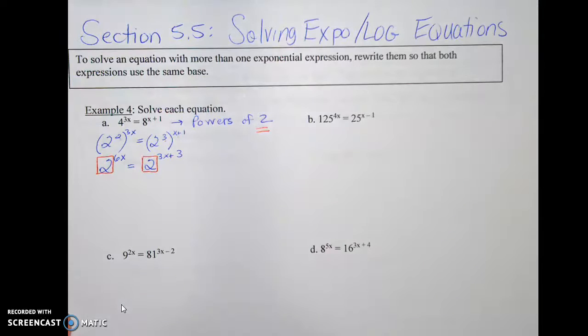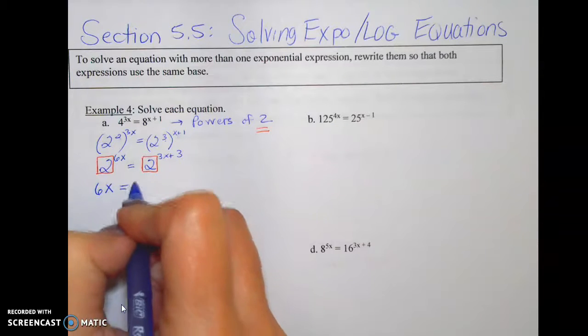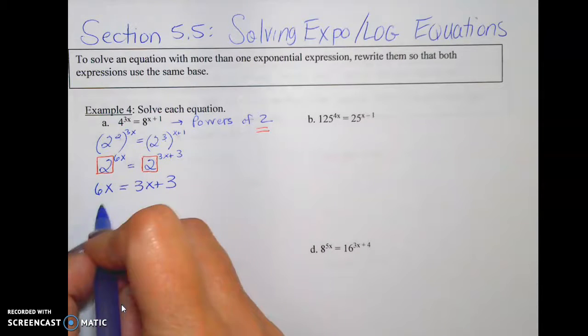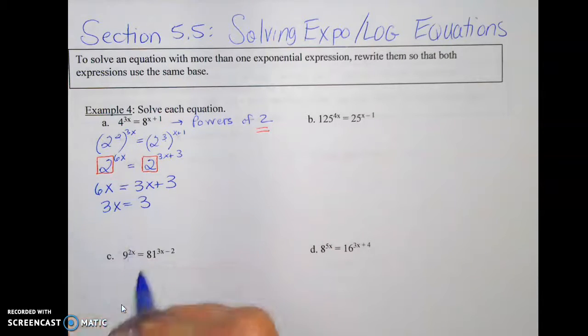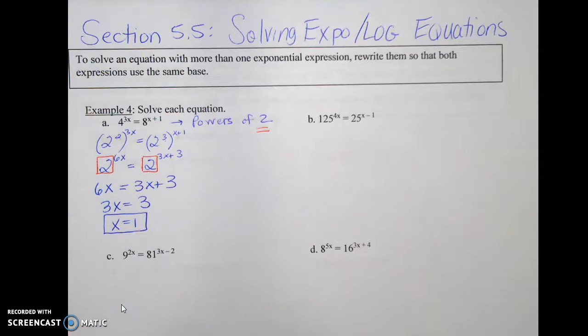So now once you're at this point, this becomes really nice because we have the same base on both sides. You can ignore the base and drop it out of the equation altogether and just rewrite it using your exponents instead. So that becomes 6x equals 3x plus 3. So now we just go ahead and solve like you would if you were in Algebra 1. So you move the 3x over. You have 3x equals 3 or x equals 1 as your solution there. So that's a nice easy way to kind of think through that type of equation.